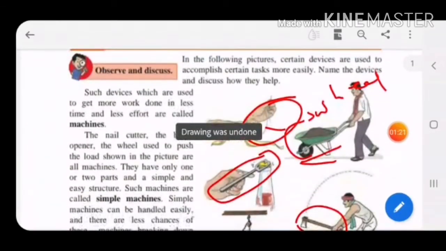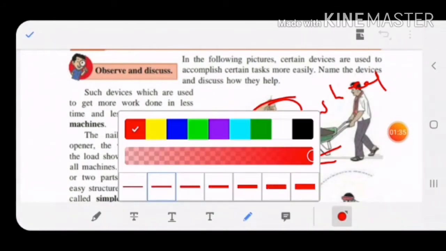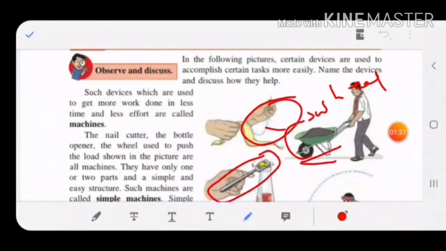Children, these devices are used to do our daily task. Task means work. Children, if you observe these pictures, such devices are used to get more work done in less time and less effort. Anybody can handle these devices very easily, and work can be done in less time and with less effort.